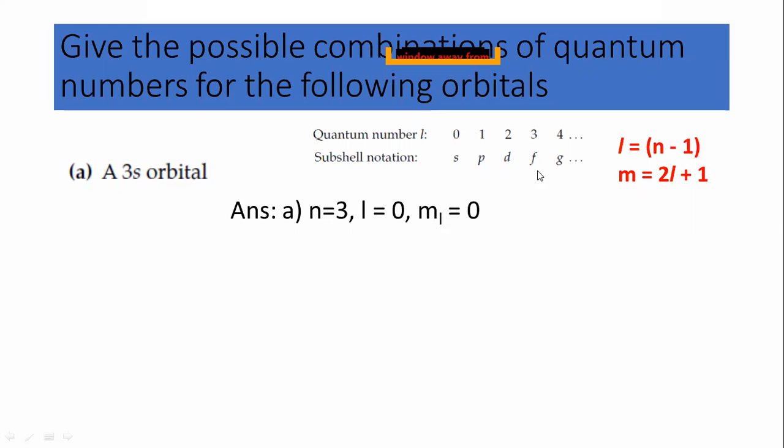So this is all about when the value of L is 0. When you put the value of L as 0, there is only one orientation, and we are going to start the orientation with 0. So the value of m will be 0. So let's do another example. It is 2p orbital. Sir, I have a question.